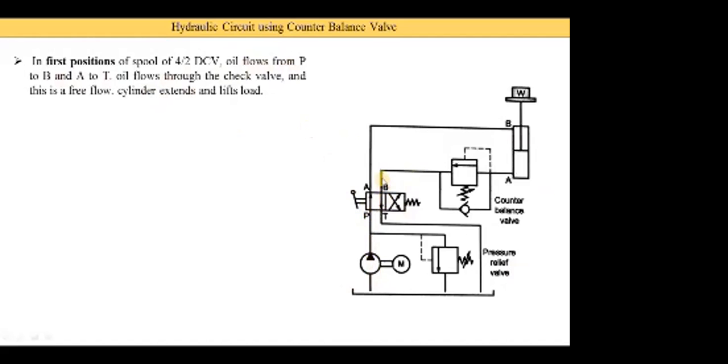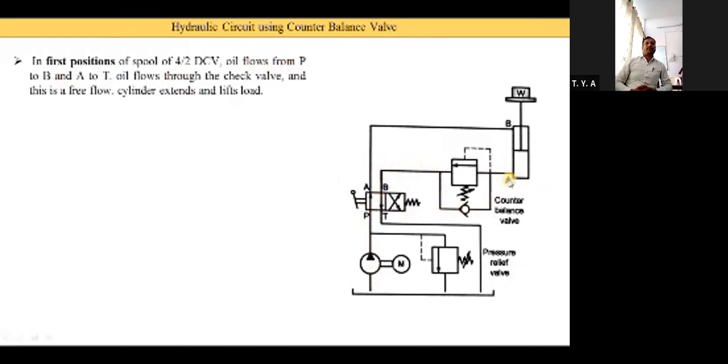Oil flows through the check valve, meaning oil coming from the B port passes through the check valve and is then supplied to the A port of the double acting cylinder, and this is called free flow. Why is it free flow? Because the oil does not pass through the counterbalance valve, but through the check valve. That's why it is called free flow. And the cylinder extends and lifts the load.